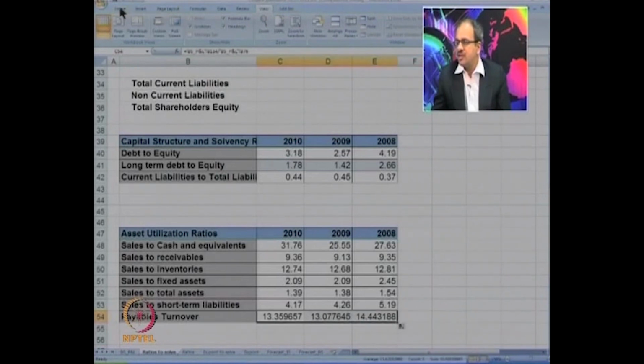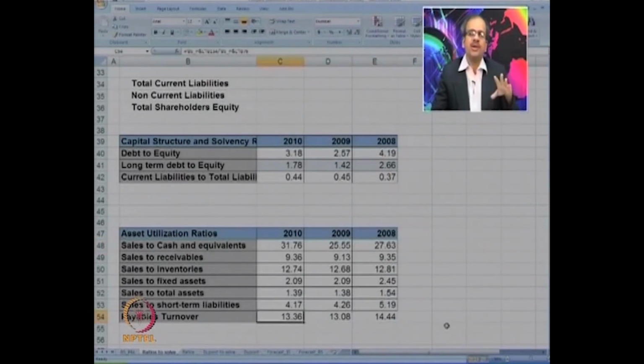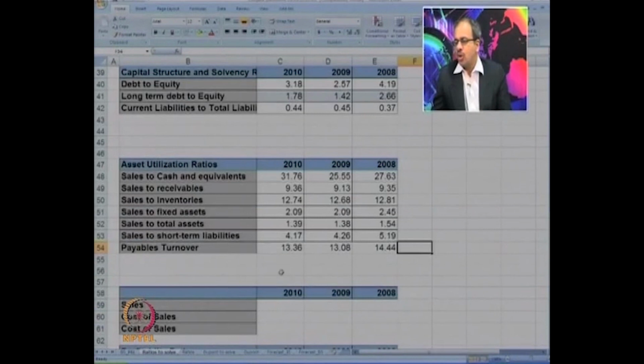We will just try to reduce the decimal points to make it more readable, so it is clear to all. It has also gone down from 14 to 13.36, but the position is not very bad. It means about 1 month is the time to pay its creditors. So all these were asset utilization ratios, though the last two were trying to link the liabilities. Essentially we are looking at how effectively the company is using its assets to convert them into sales.